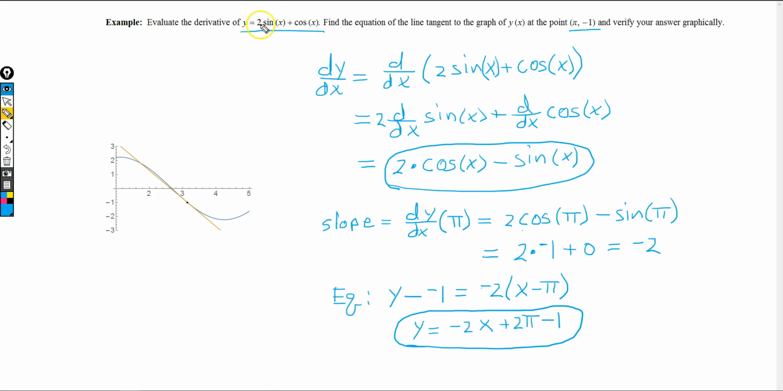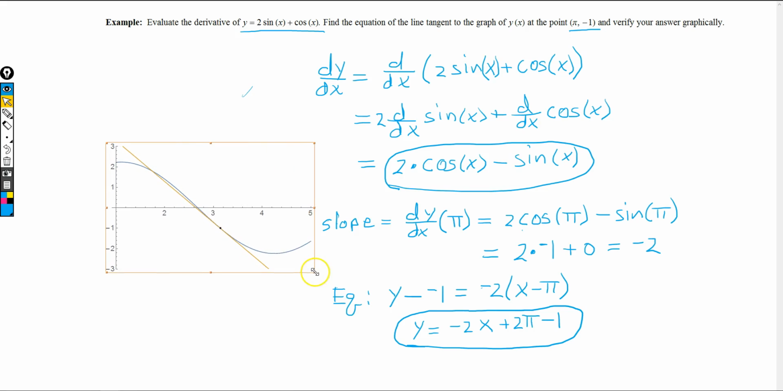If you plot on your calculator the graph of 2 sine x plus cosine and this line down here, you will get a picture that looks like this. So the blue curve is the graph of 2 sine x plus cosine, and that line right there, which does look like it's tangent right there, that is the point pi, negative 1. That gold line is the graph of your tangent line down here. Alright, let's take a look now at the proof that the derivative of sine is cosine.